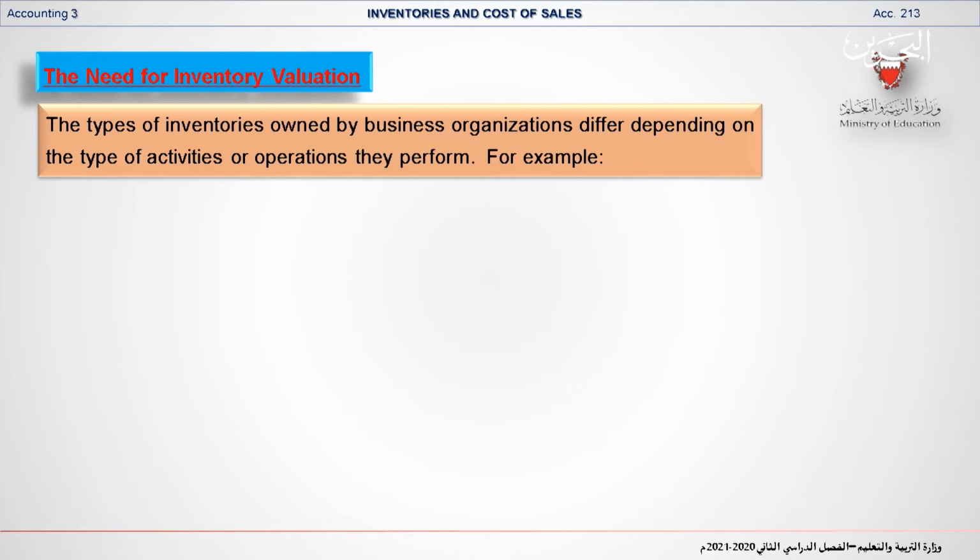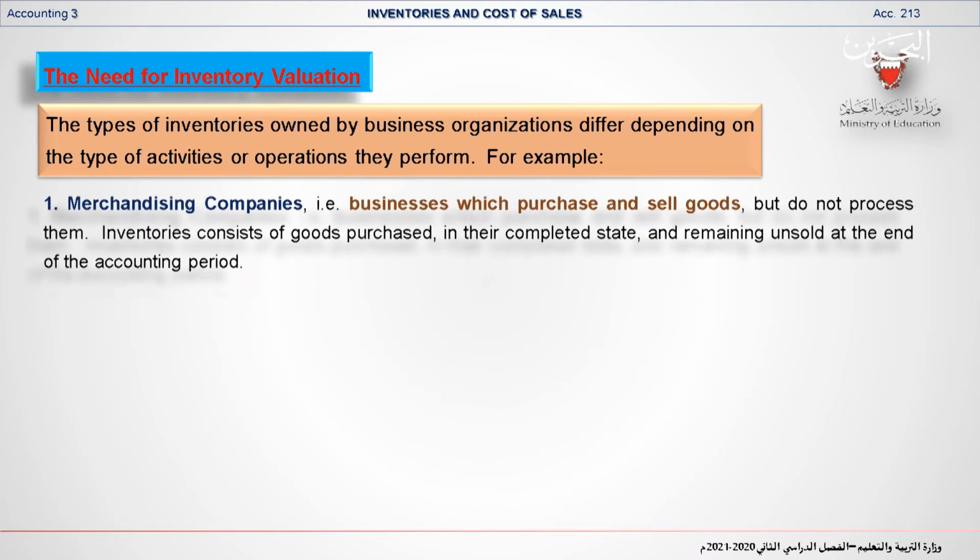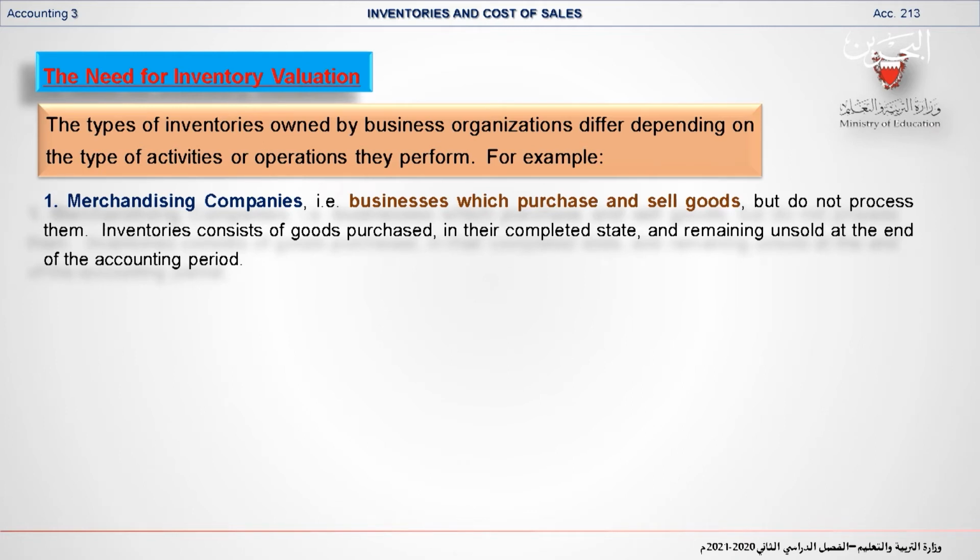Keep in mind that there is more than one type of inventory owned by business companies, and this depends on the type of activities or operations those companies perform. For example, a merchandising company purchases finished products and resells them to customers. Consider your local grocery store or retail clothing store. Both of these are merchandising businesses.